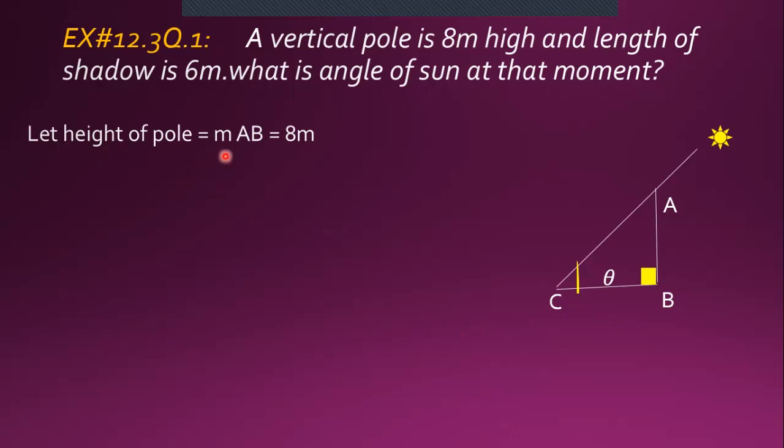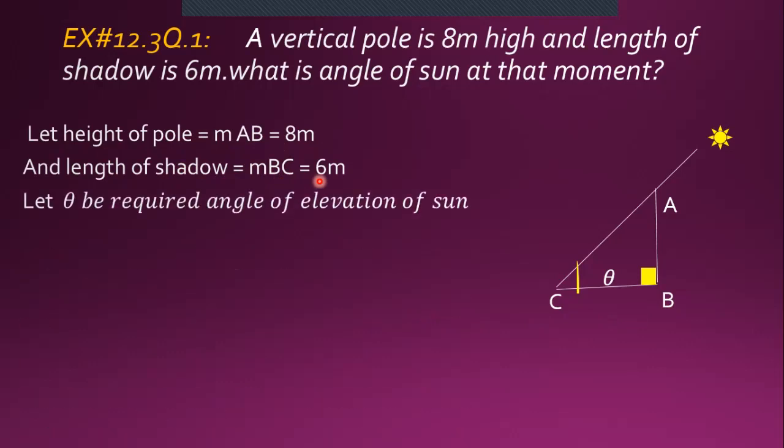Let the height of the pole we have taken ourselves, we have represented it by AB, so AB equal to 8 meter. Length of the shadow has been represented by BC in the figure, which is equal to 6 meter, and theta be the required angle of elevation of the sun.